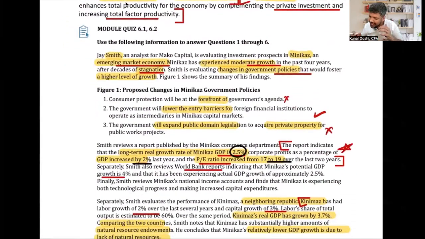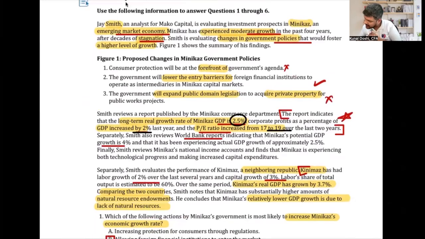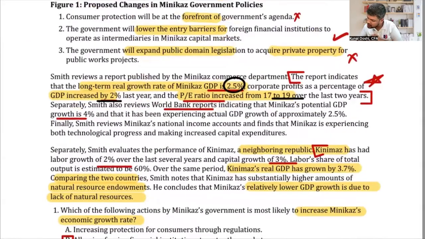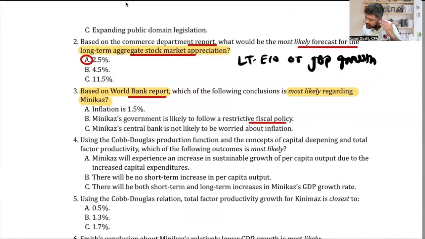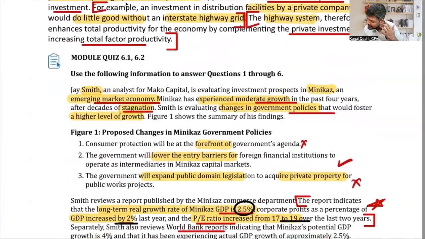Okay. Now, they have said the inflation is going to be stagnant. So we are not expecting inflation to be very high. They have said the GDP will grow as a percentage of GDP, experiencing actual GDP versus potential GDP of 2.5 percent. Yes, we are discussing whether the government will follow a restrictive fiscal policy. Restrictive fiscal policy means the spending will be less.